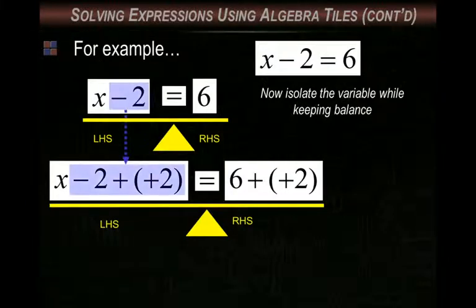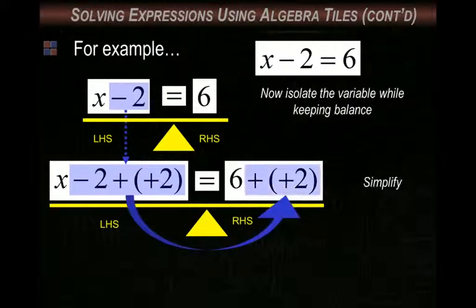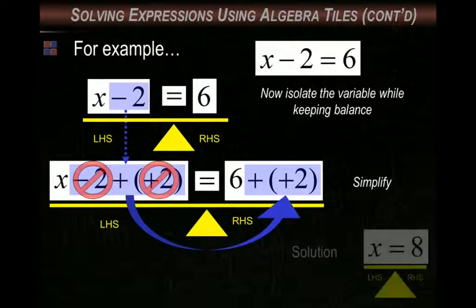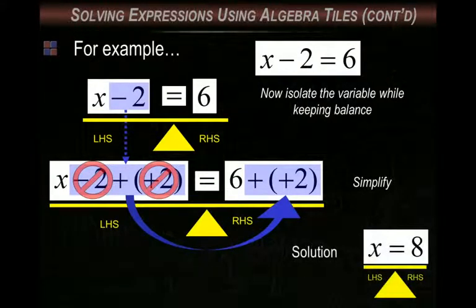Now, because these 2's cancel out, I'm left with just x on one side. But on this side, I have to add 2 to the 6. So I'm going to get 8. And now it's done. It's balanced, and I've solved what x is. Some of you probably saw that right away. Something minus 2 equals 6. It was 8. But that's the process, balancing both sides.